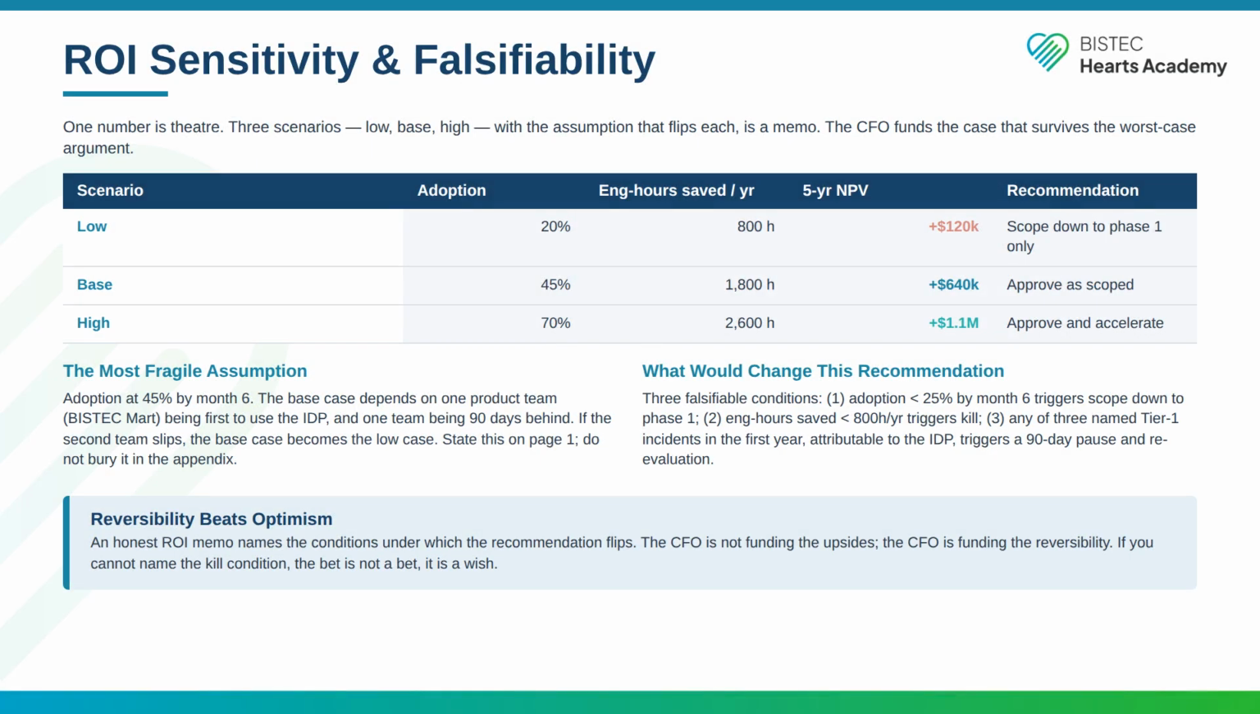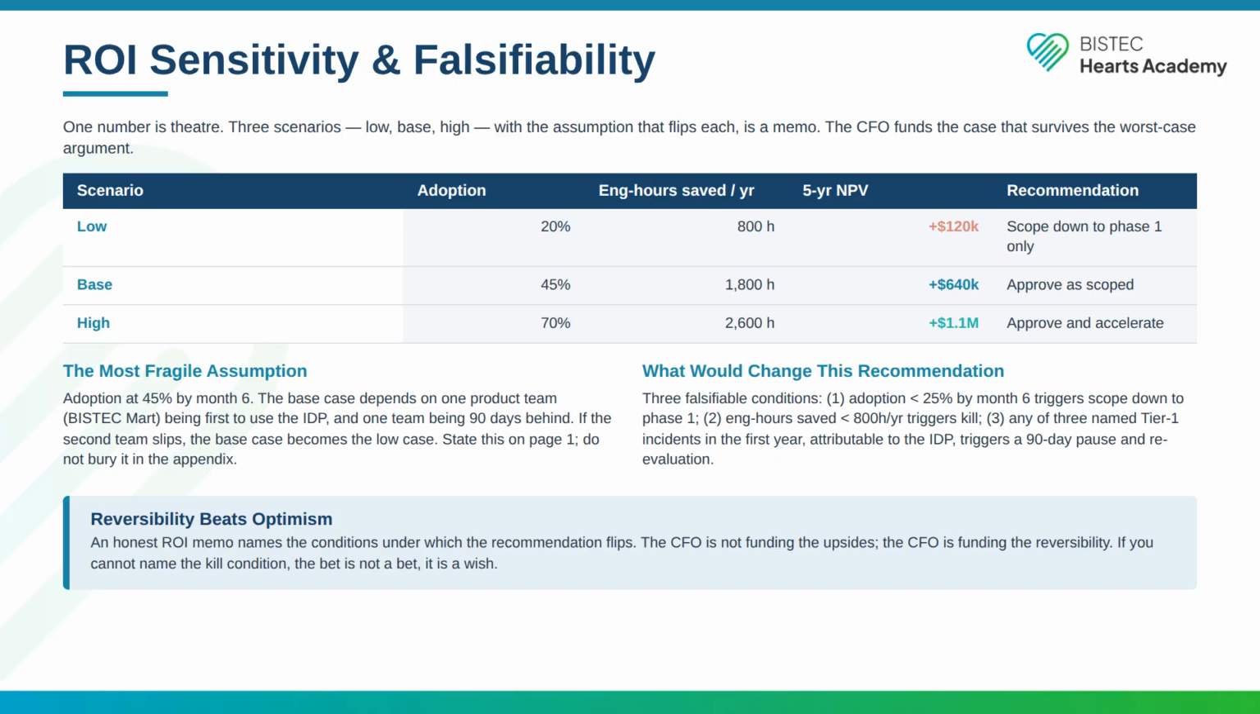One number is theater. Three scenarios, low, base, high, with the assumption that flips each, is a memo. The CFO funds the case that survives the worst-case argument. In the worked example on the slide, the low scenario is 20% adoption, 800 hours saved per year, plus 120K NPV over 5 years. The recommendation in the low scenario is to scope down to phase 1 only. The base scenario is 45% adoption, 1,500 hours saved, plus 640K NPV, approve as scoped. The high scenario is 70% adoption, 2,600 hours saved, plus 1.1 million, approve and accelerate.